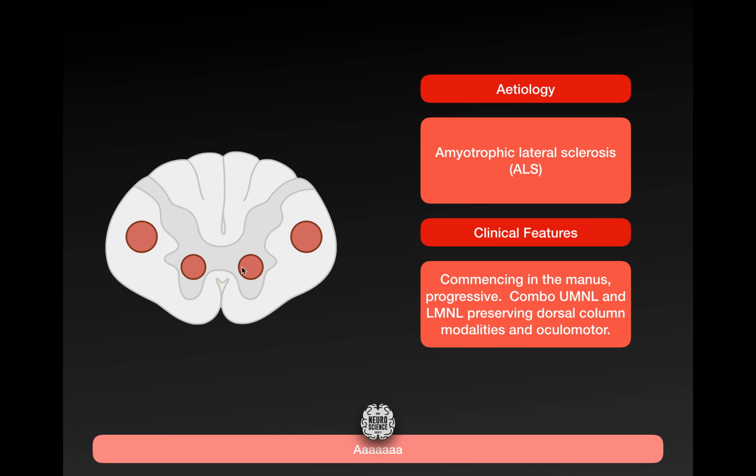So it starts in the manus, which is the anatomical term for the hand, and it progresses proximally. So you'll have guttering of the hand muscles, like the first dorsal interossei is quite a common one to be affected, and then up it spreads basically. But the dorsal column is preserved and oculomotor function is preserved, so you can still move your eyes basically. So there's a lot of communicative assistive devices that enable that to help you basically.